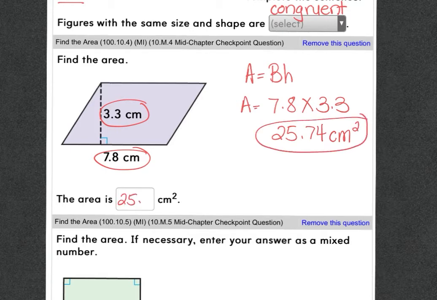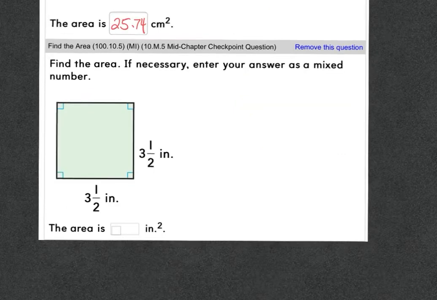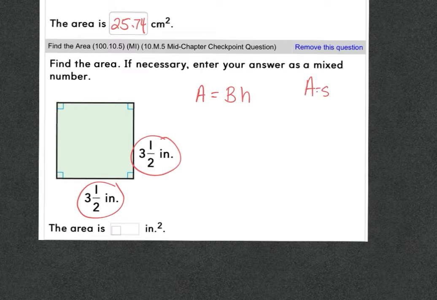25.74. Okay, so again, the area of a parallelogram is area equals base times height. So we have our base and our height, and this happens to be a square, so they're the same. Some people write that as area equals the sides squared, right? So we have 3.5 times 3.5. I know that I can convert my half, because 1 divided by 2 is 0.5. So this would be 3.5 times 3.5, which would be a little bit easier to do.